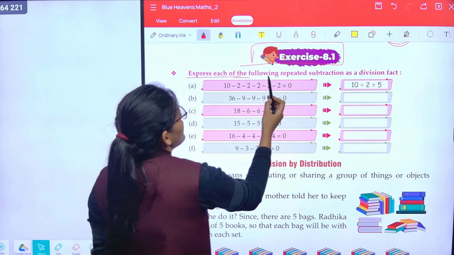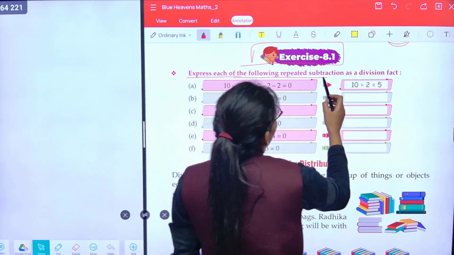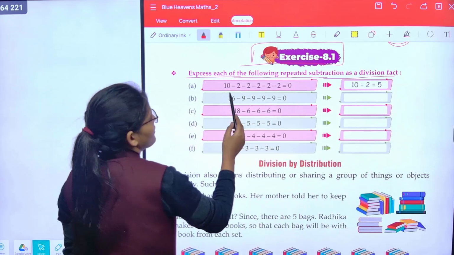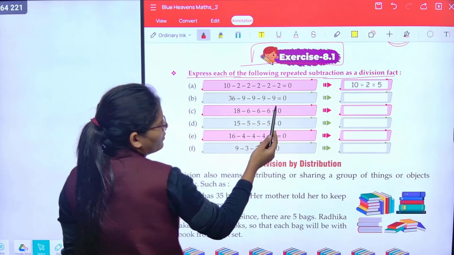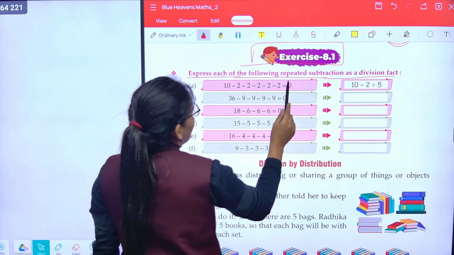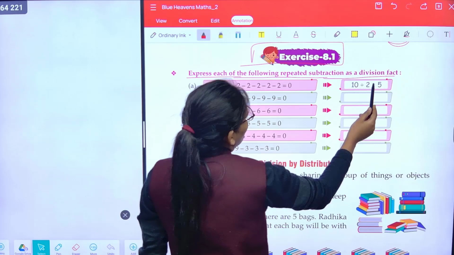Express each of the following repeated subtractions as a division fact. Now 10 minus 2, how many times? 1, 2, 3, 4, 5. So it is 0. 10 divided by 2 is 5.